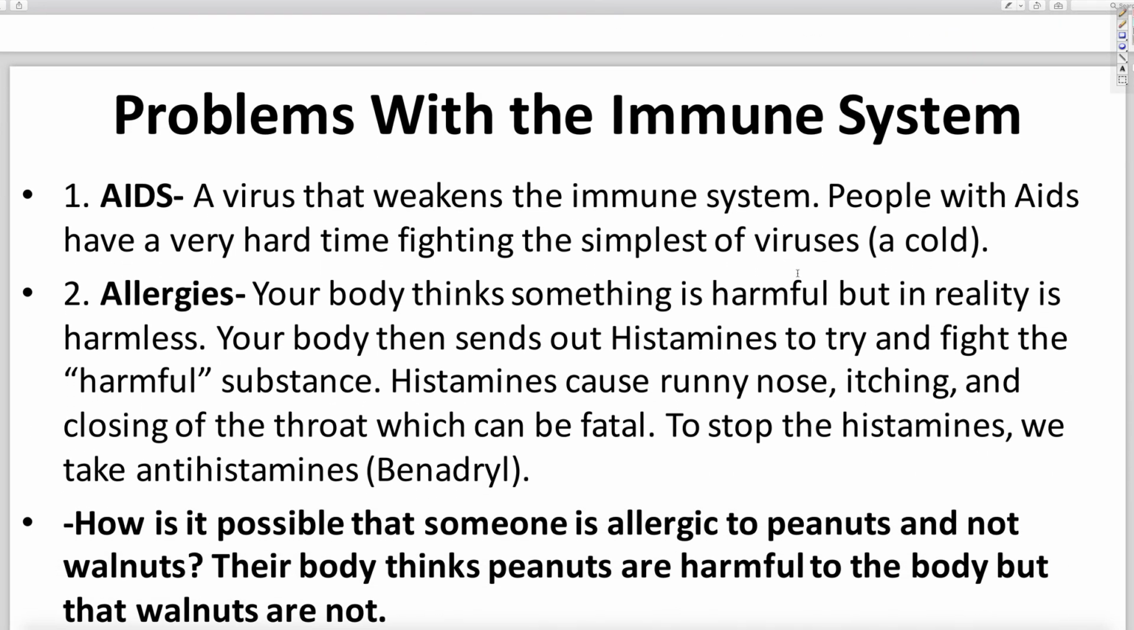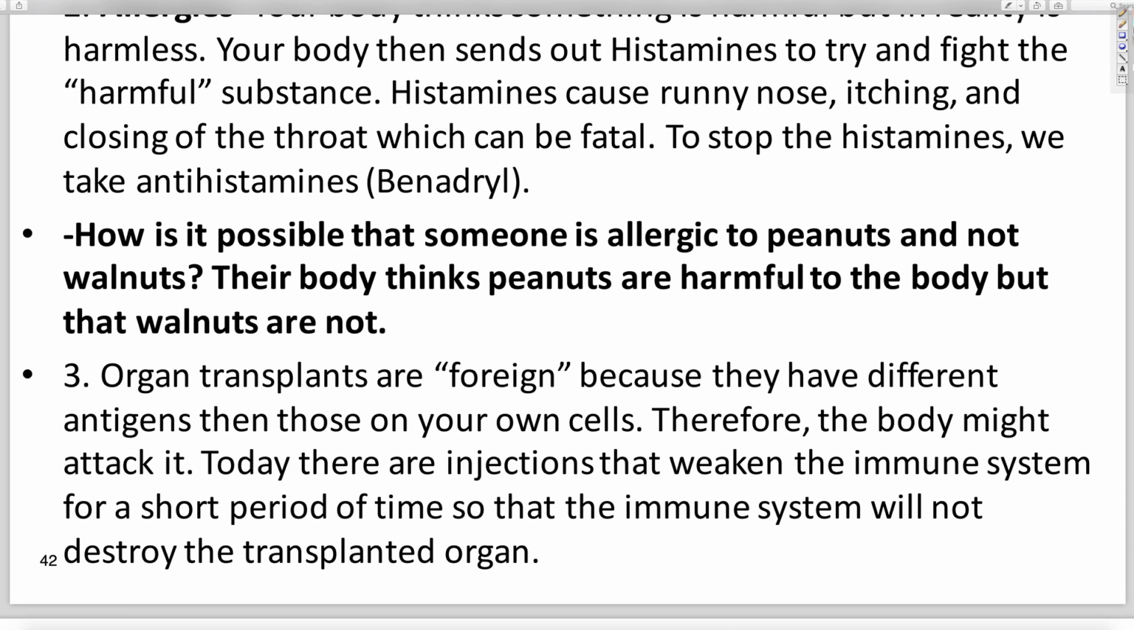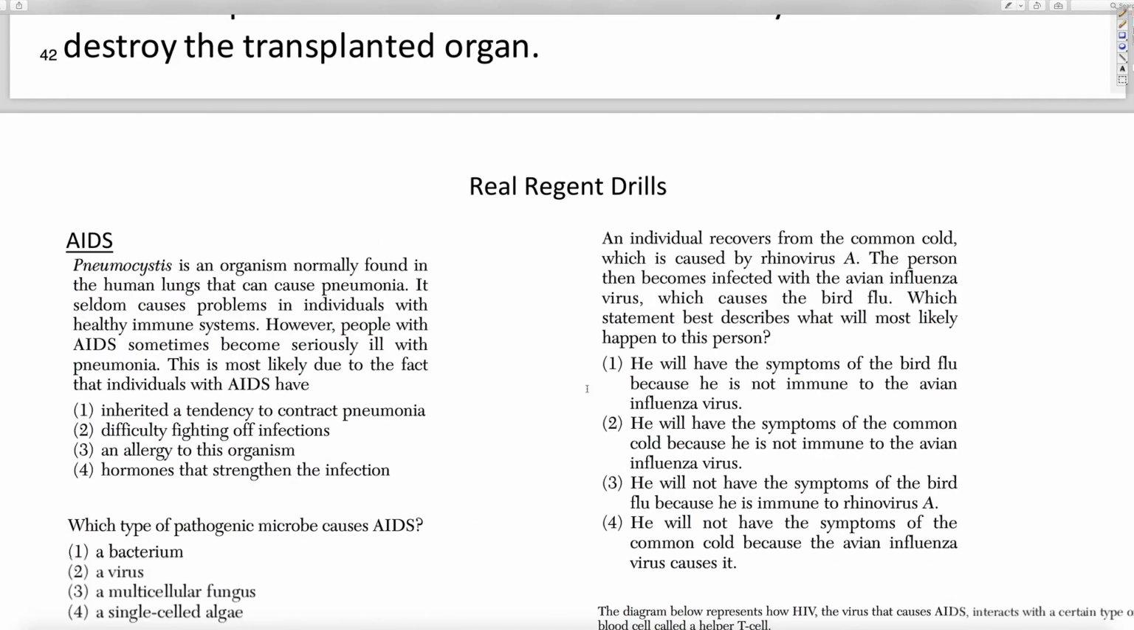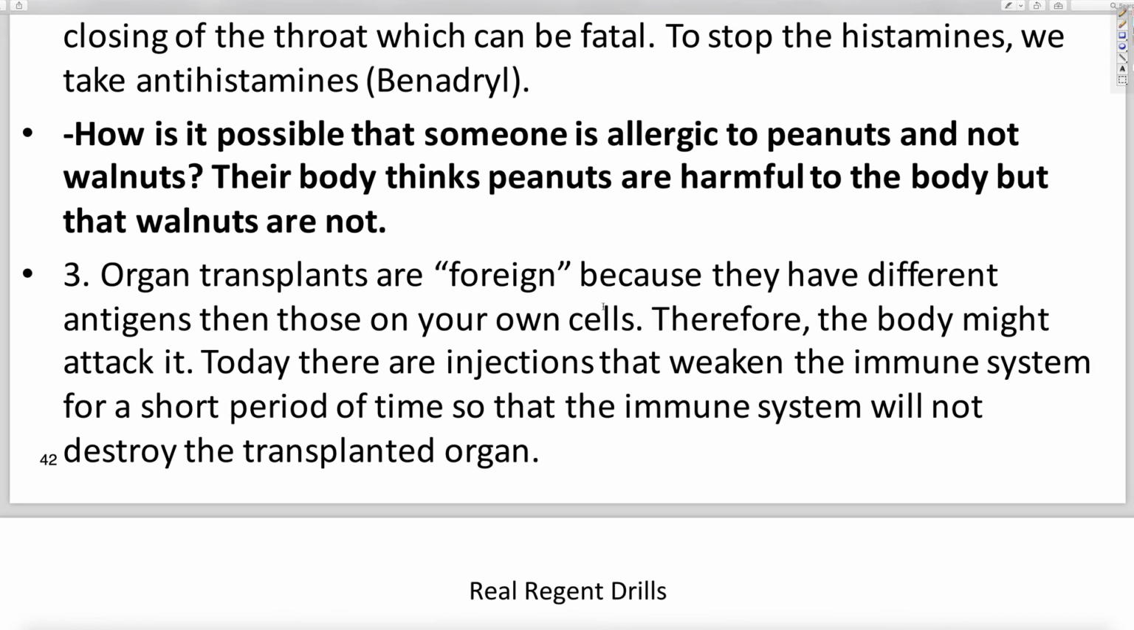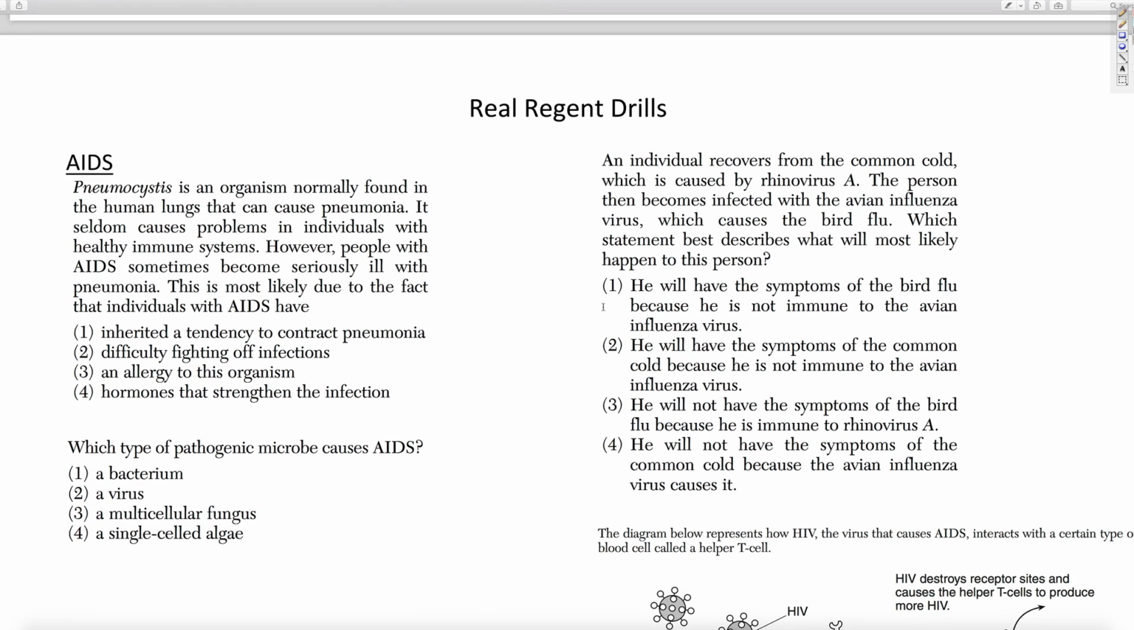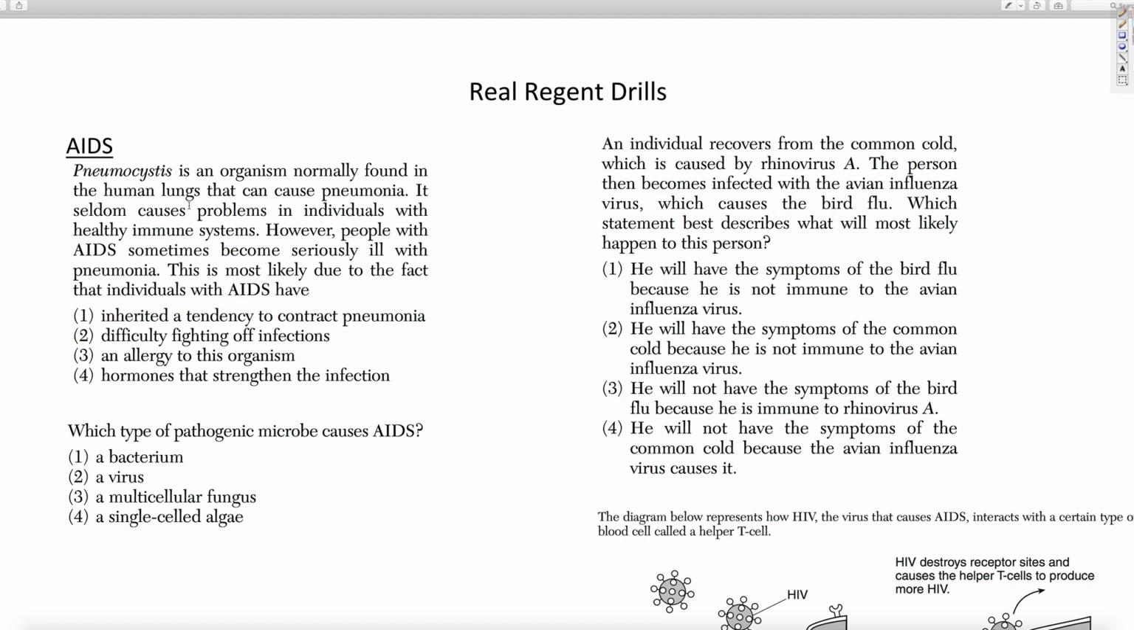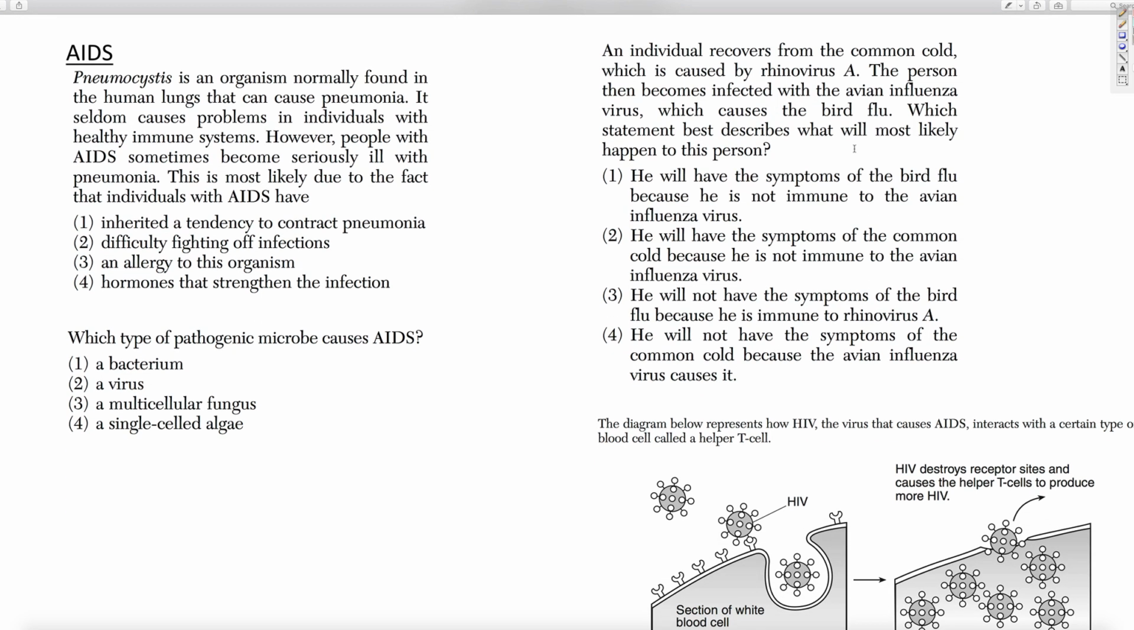Problems with the immune system. You have AIDS, your immune system stops working. Allergies, your body starts thinking that normal things are harmful. It starts going to war on random things for no reason. It's like, oh, we got to start fighting. And then organ transplants are foreign. Like if you get a heart transplant and then your body thinks that it's an invader and starts killing that. Number one. Number two. Number three. One.